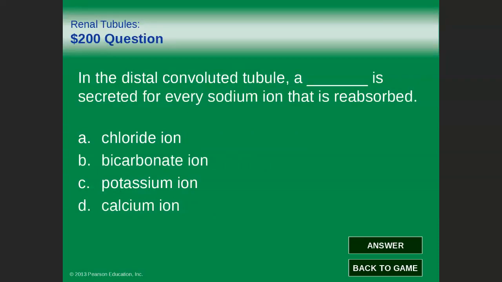In the distal tubule, what is secreted for every sodium that is reabsorbed? Yeah, potassium, exactly. There's potassium as well as hydrogen. For every sodium that's reabsorbed, there's a potassium and a hydrogen that are secreted.